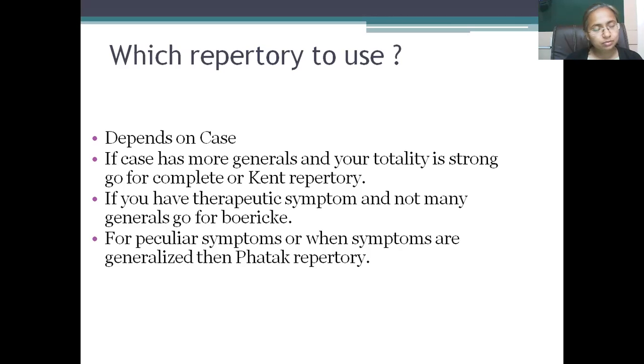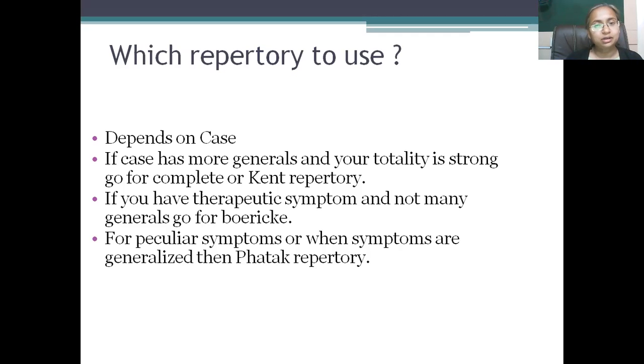If you have more therapeutic symptoms and not the whole case, if you want to go with only clinicals, not many generals, then go for Boericke's repertory. It is a therapeutic repertory basically. If you want to find out peculiar symptoms, and when you are generalizing symptoms, or you find a generalized symptom, when you are applying the Boenninghausen approach of grand generalization or Boger's approach, then you can use Phatak's repertory or BBCR.